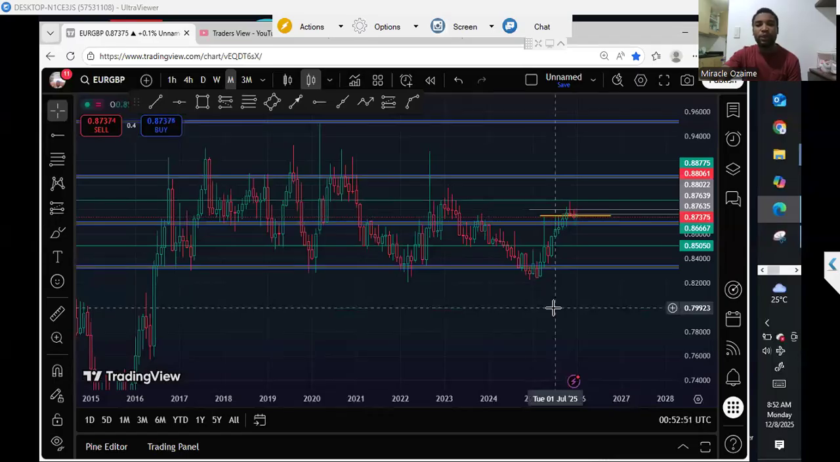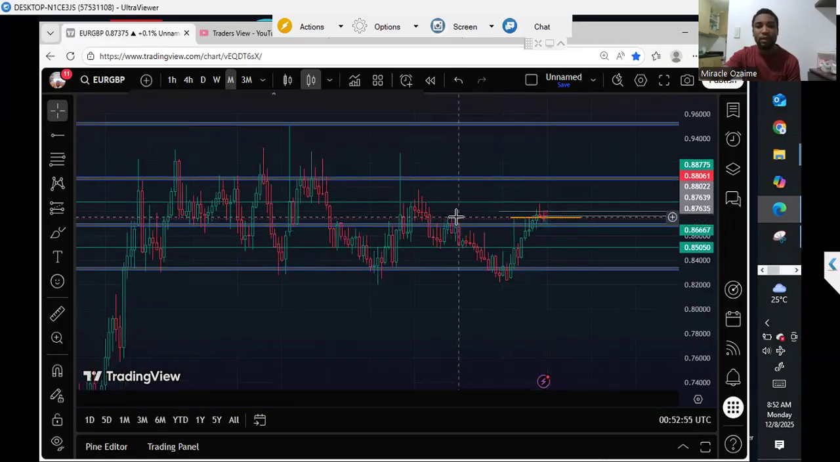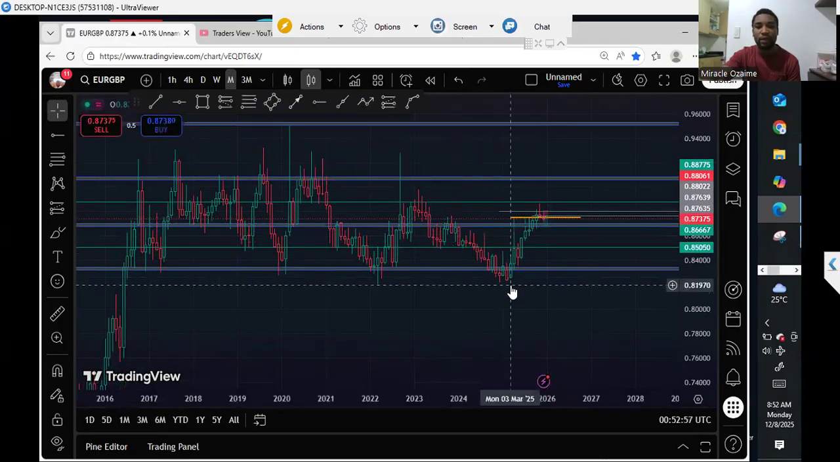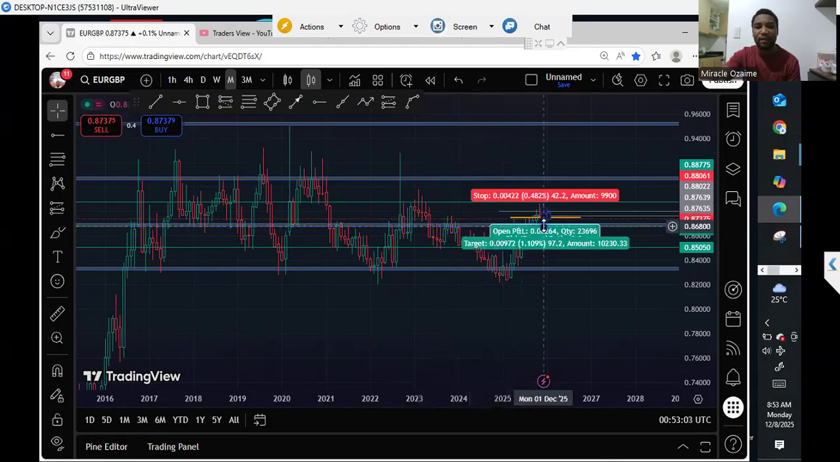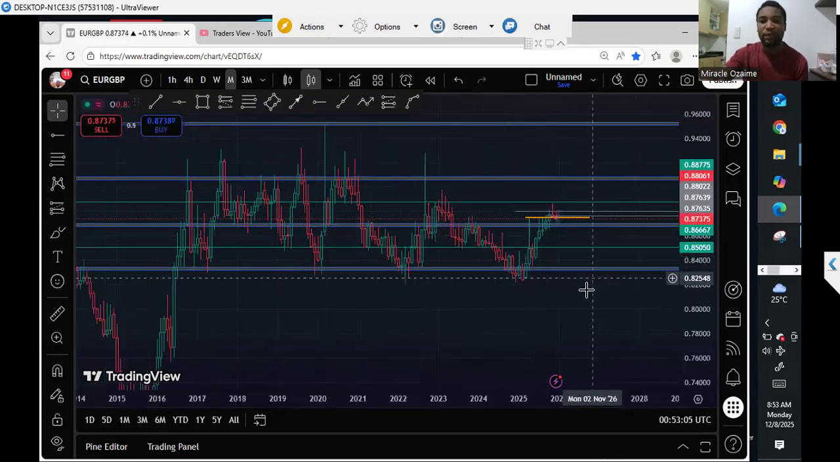On Euro GDP, this is what I'm looking at on the monthly time frame. I could see a shoulder here, a correction around this area. I could see this is looking like the neckline around this area. That's what I'm seeing on the weekly time frame.